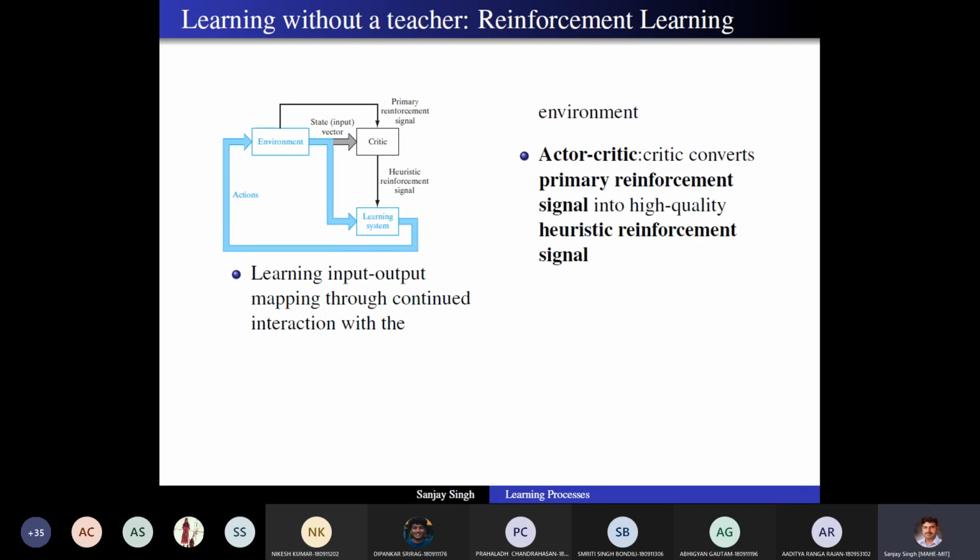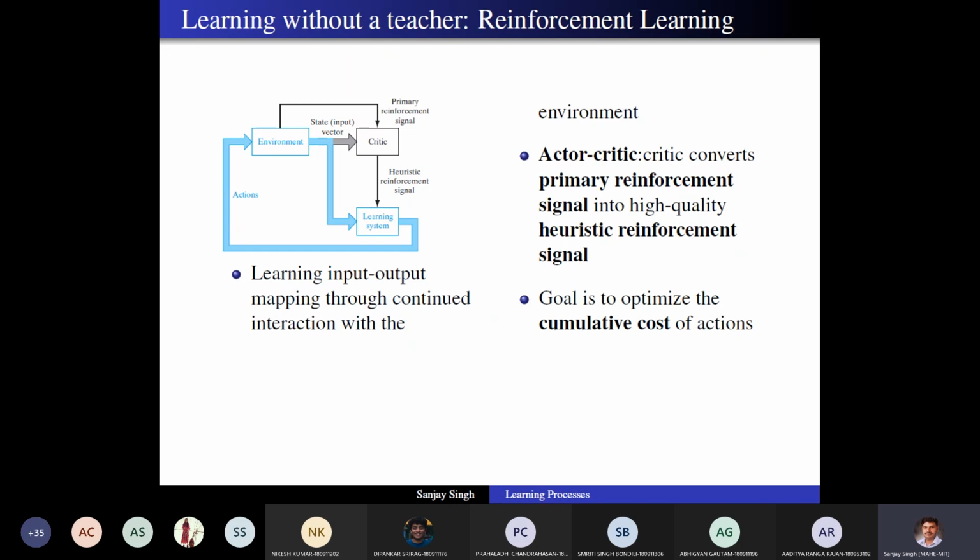And then we have something called the active critic. The critic converts the primary reinforcement signal, which you take from the environment, into a high quality heuristic reinforcement signal. When I say heuristic signal, somehow you tell it, taking the rewarding function into account, whether it should be punished or credited in all these cases. The goal is to optimize the cumulative cost of the action.